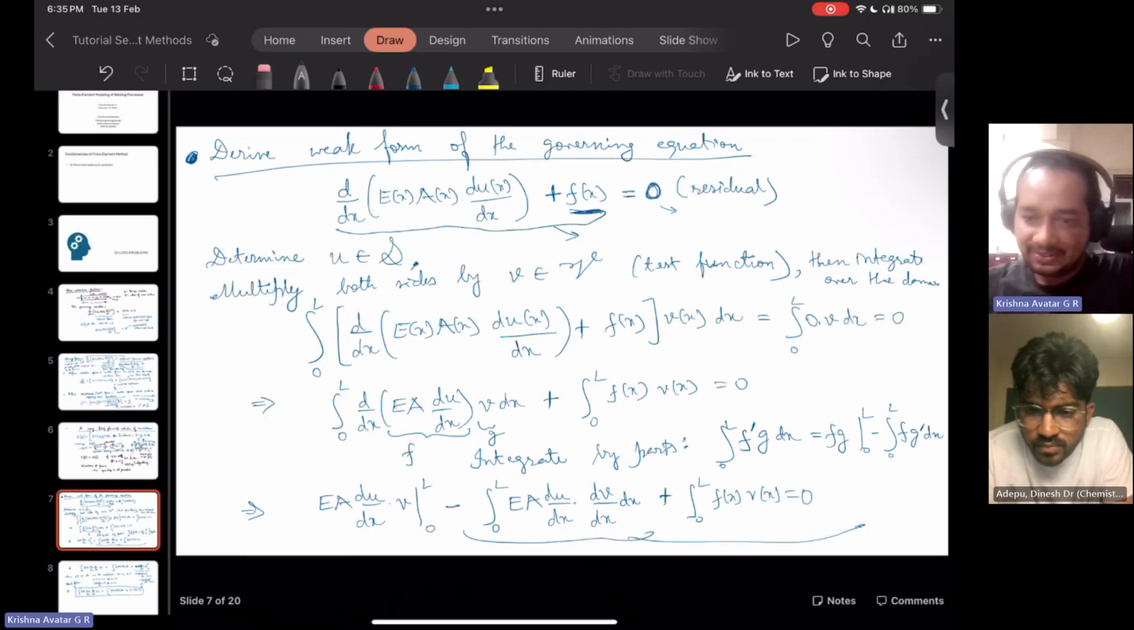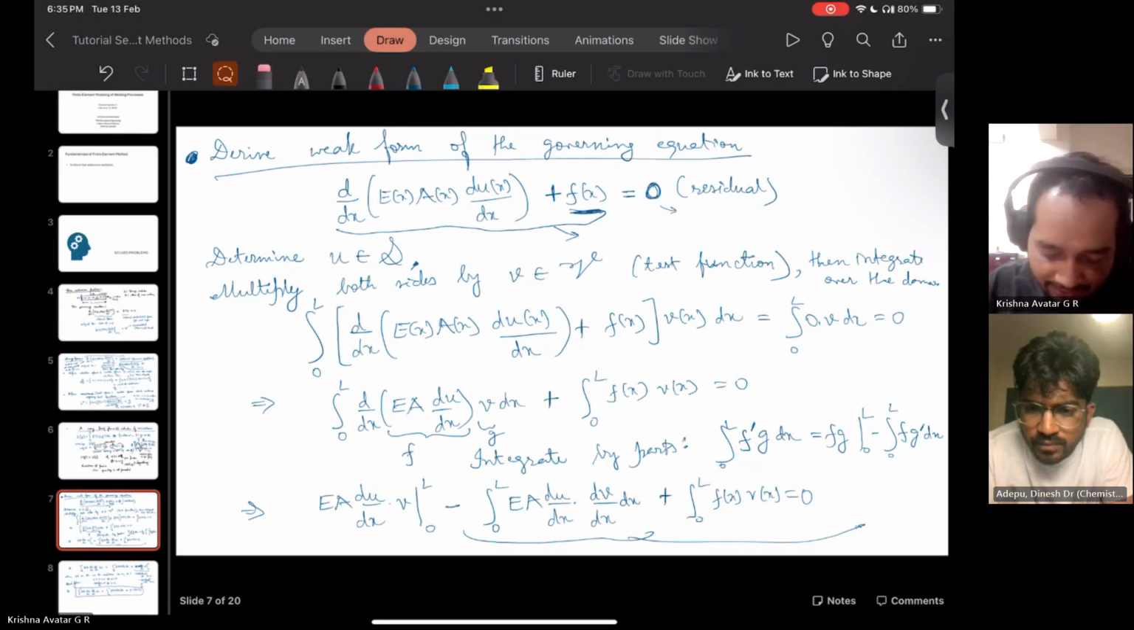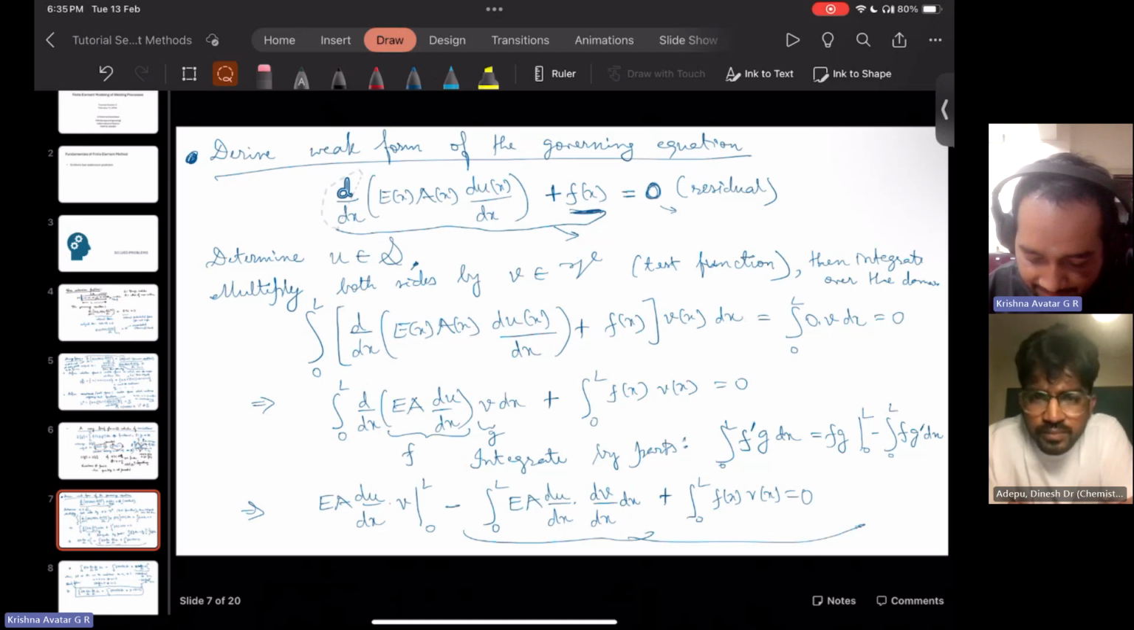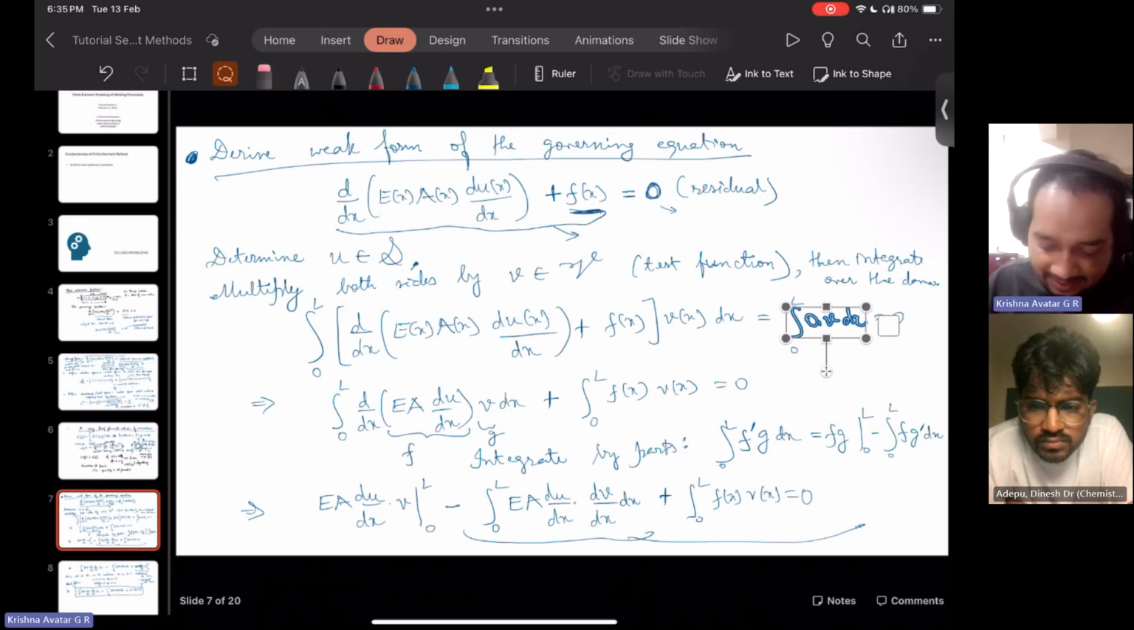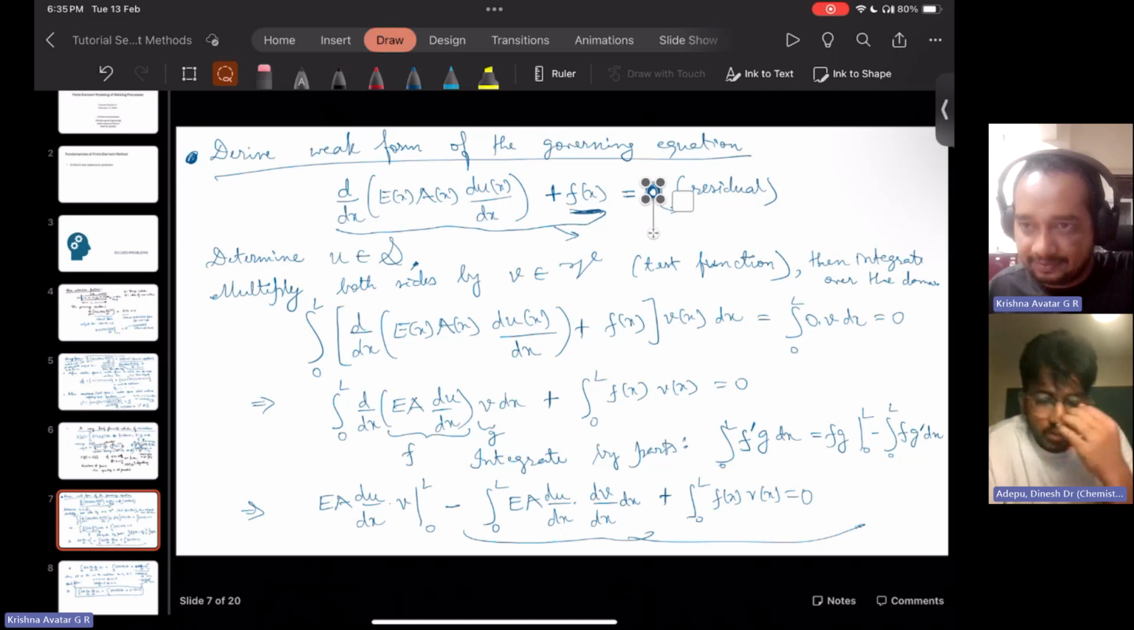Now our goal is to derive the weak form of the governing equation. So what I did is I picked up the equation, and since on the right what you see is equal to 0.